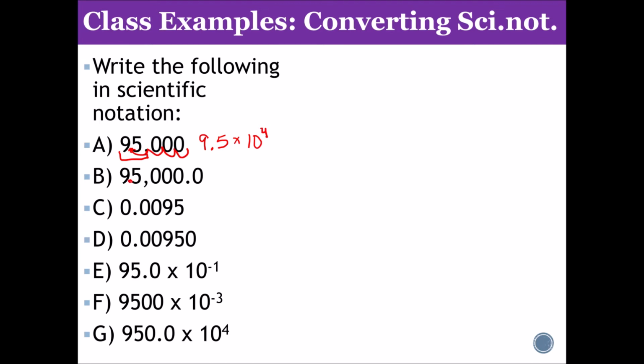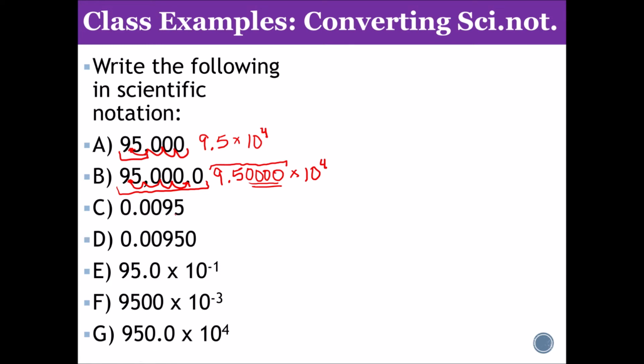Okay, B. Put your decimal after the first non-zero number. 1, 2, 3, 4. And count until you get to where the decimal is supposed to be. So 9.5000 times 10 to the 4th. So why do I have to include all of these zeros here? Because they are significant in this value. There are 1, 2, 3, 4, 5, 6 significant figures. So in your scientific notation, you also have to have 1, 2, 3, 4, 5, 6 significant figures.